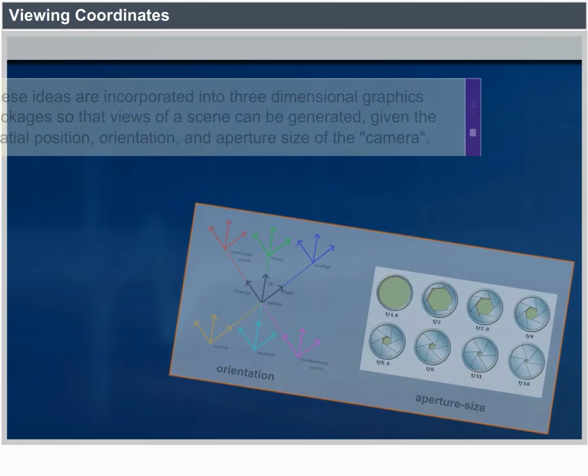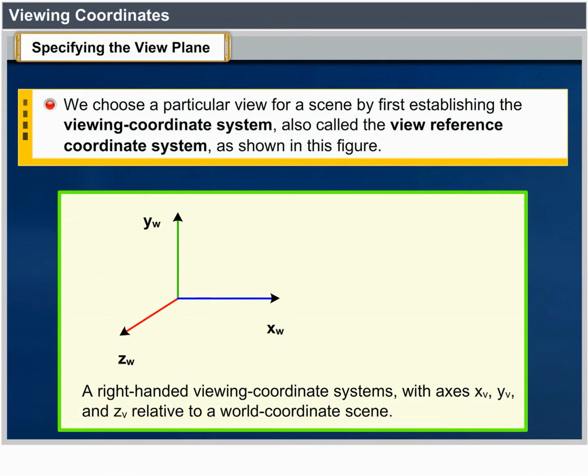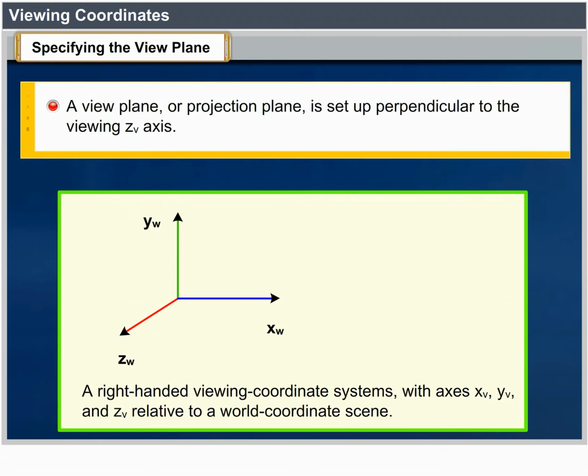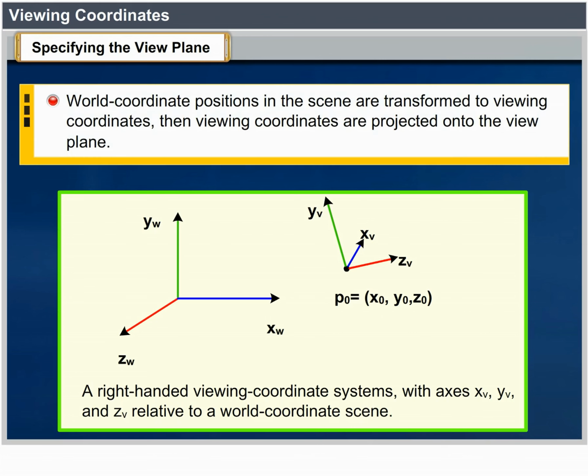Specifying the view plane. We choose a particular view for a scene by first establishing the viewing coordinate system, also called the view reference coordinate system, as shown in this figure. The figure shows a right-handed viewing coordinate system with axes xv, yv and zv relative to a world coordinate scene. A view plane or projection plane is then set up perpendicular to the viewing zv axis. We can think of the view plane as the film plane in a camera that has been positioned and oriented for a particular shot of the scene. World coordinate positions in the scene are transformed to viewing coordinates, then viewing coordinates are projected onto the view plane.